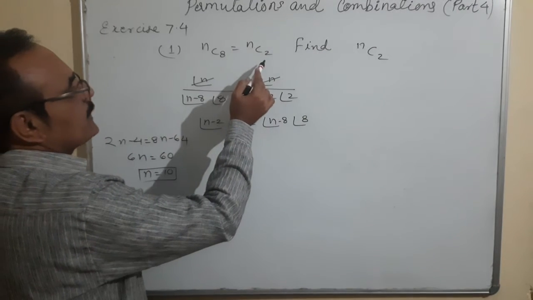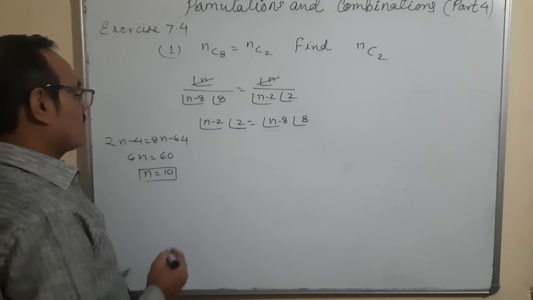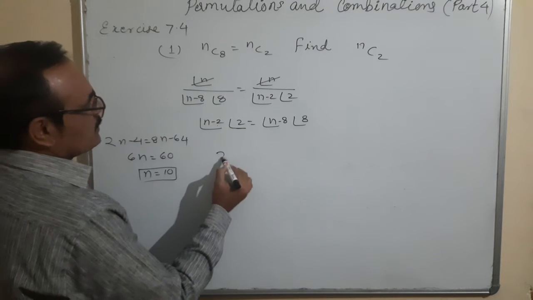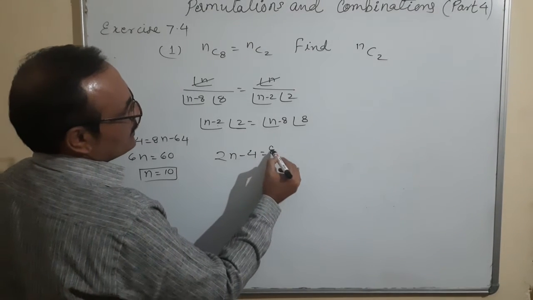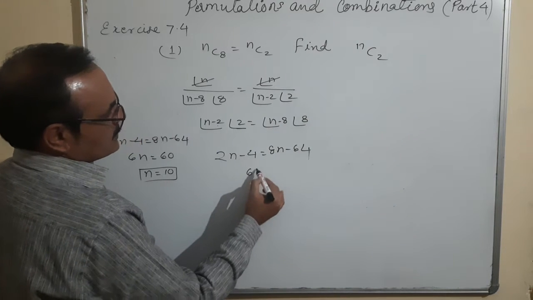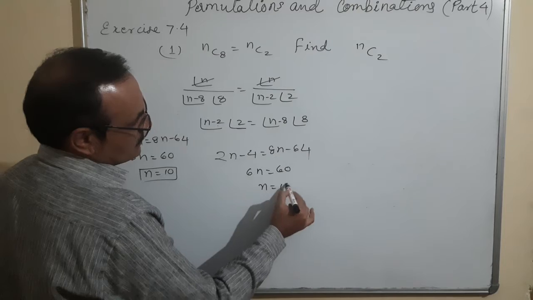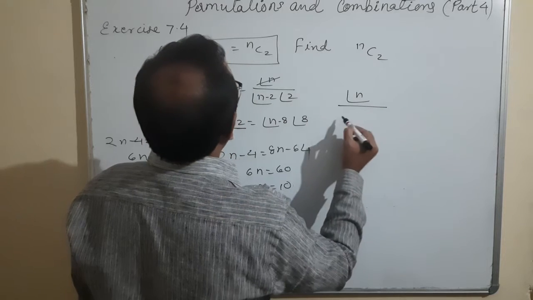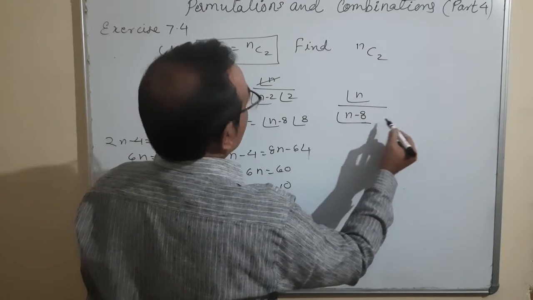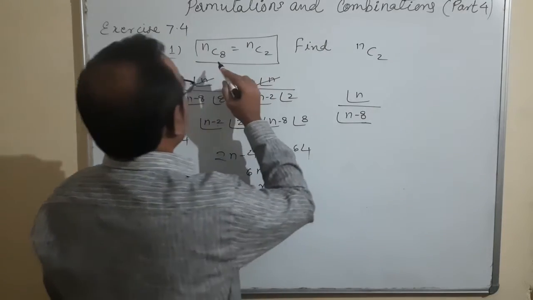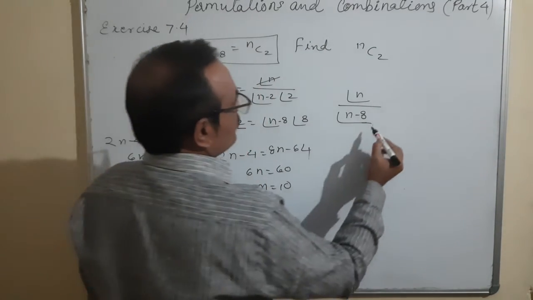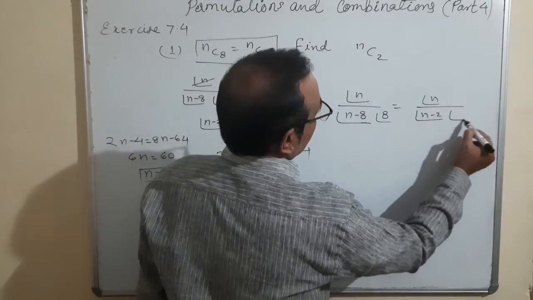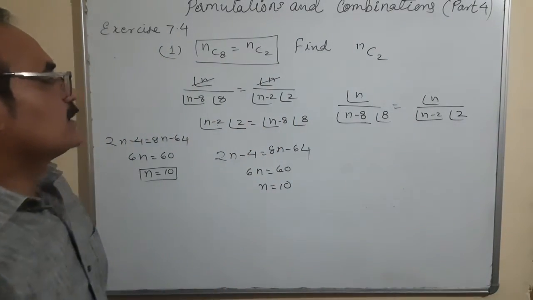Because 10C8 is equal to 10C2, then what is this nC2? So in this case, what happened when we compare only the terms without factorial? 2n minus 4 is equal to 8n minus 64. Therefore, 6n is equal to 60, n is equal to 10. Or simply we will use one formula here: nC8, factorial n upon n minus 8 into factorial 8 is equal to factorial n upon n minus 2 into factorial 2.